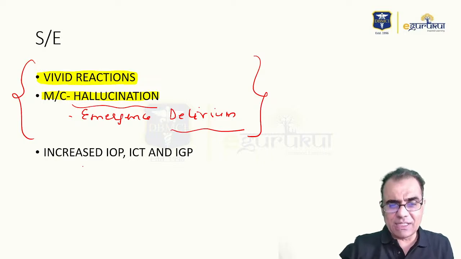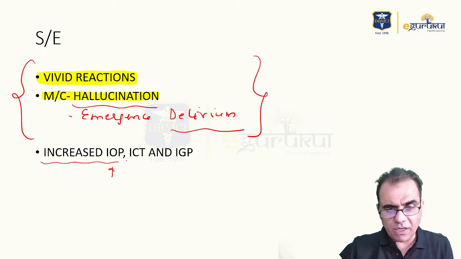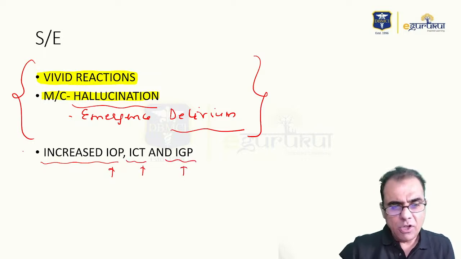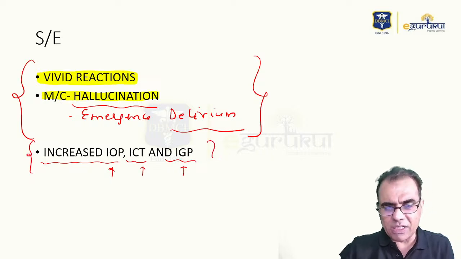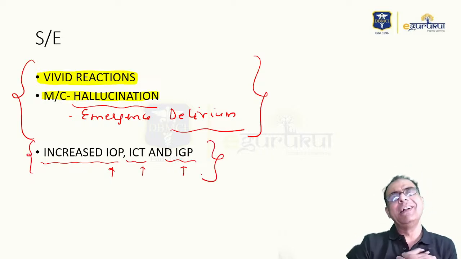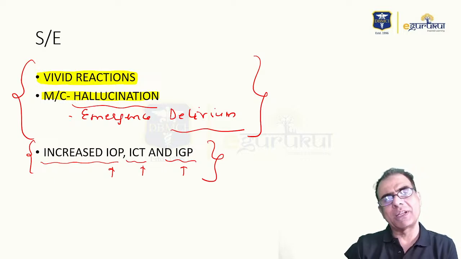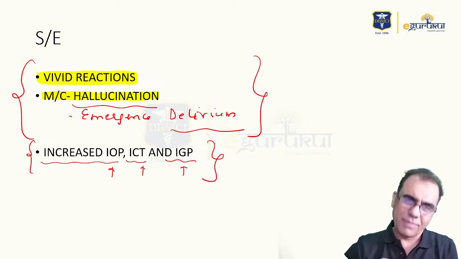Second disadvantage, it increases all pressures: intraocular pressure, intracranial pressure, and intragastric pressure. So all pressures are increased with ketamine.